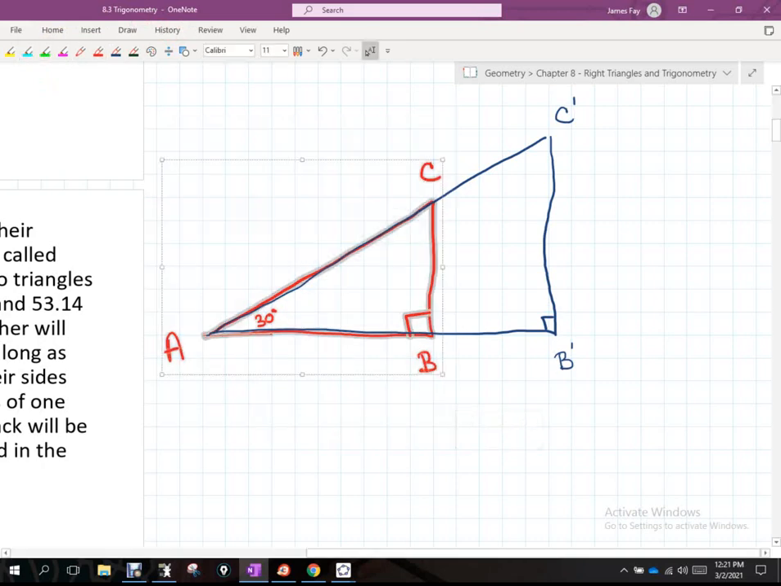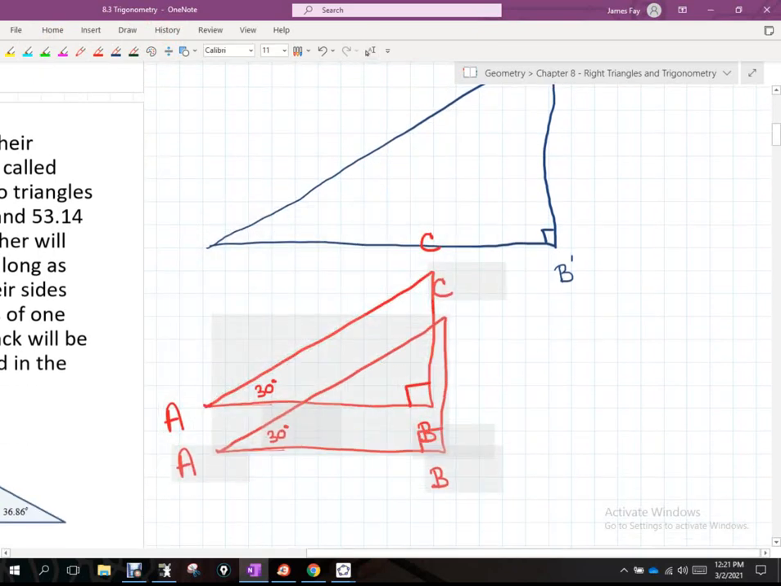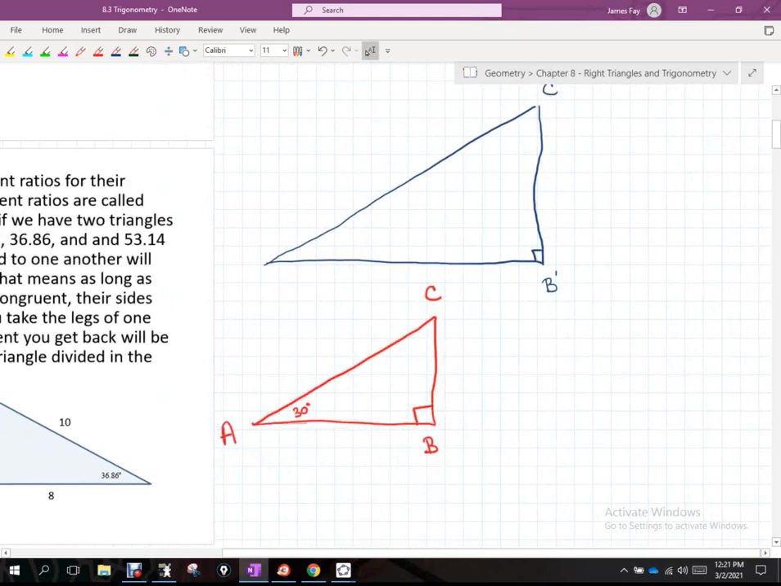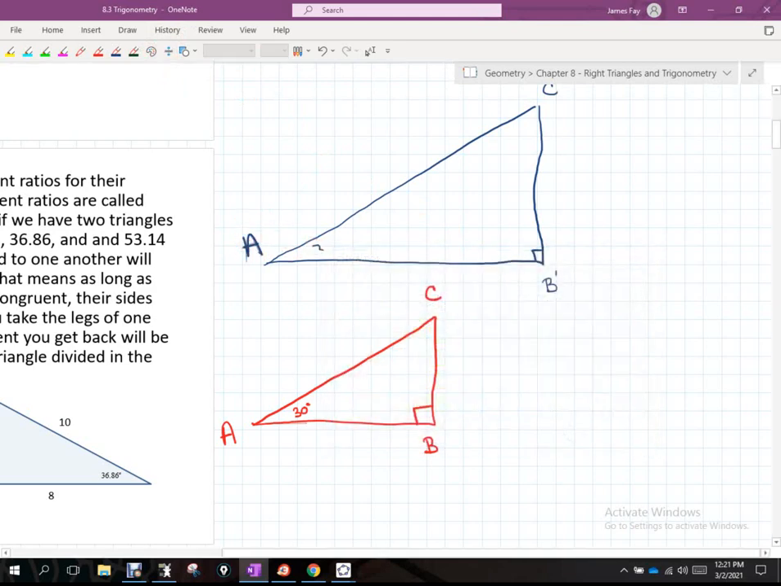Let's say I did something like this. Let's just completely separate them. So again, this is still angle A. Still angle A, still 30 degrees, right? Anybody remember a relationship between these two now? Because they have that angle congruent to that angle, and this right angle congruent to that right angle, what is true about those two triangles? They're similar, okay? They're similar.